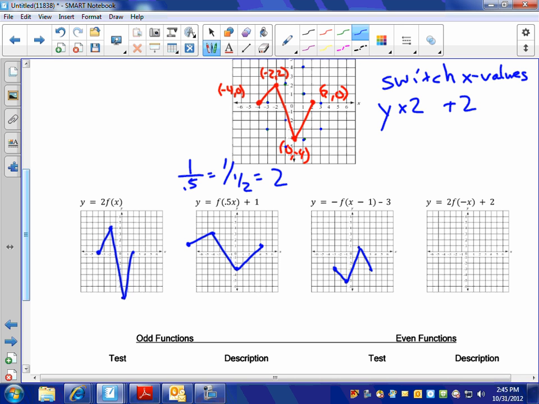So let's look at negative 4, 0. Switch the x value, I have 4, 0. Multiply y by 2, I have 4, 0. Add 2, I have 4, 2. Now I do negative 2, 2. Switch the x value. 2, 2. Multiply the y value by 2. 2, 4. Add 2. 2, 6.